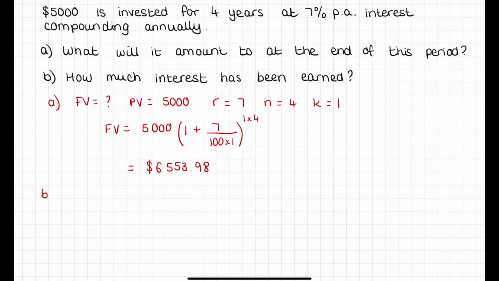Now, part B, how much interest has been earned. So in this situation, once we have our future value, for our interest, I'm just going to put I equals our future value minus our present value, the amount we started with. So it'll be 6,553.98 minus 5,000, which will give us interest of $1,553.98.